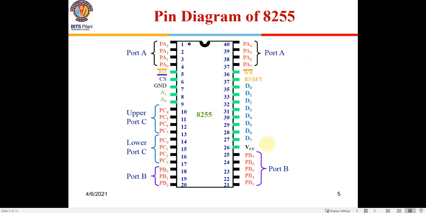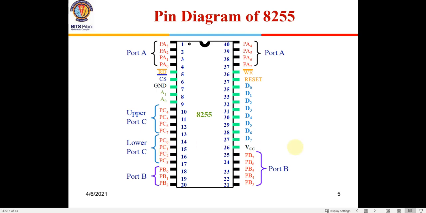Each input port will have 8 bits of data lines, right? So device 1 will get connected to port A, device 2 will get connected to port B, and device 3 will get connected to port C, right? Each of the ports will have 8 data lines. Yes, sir, got it.